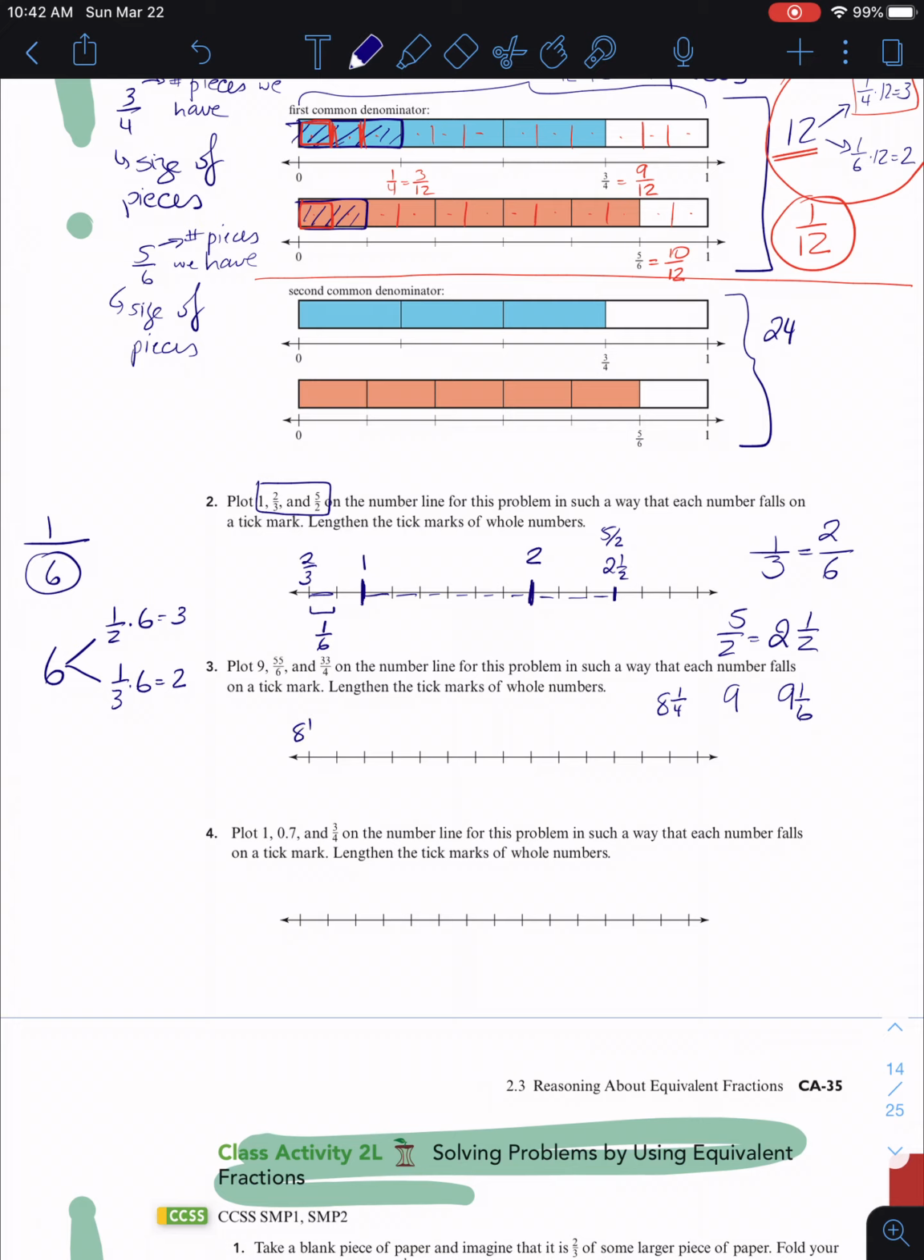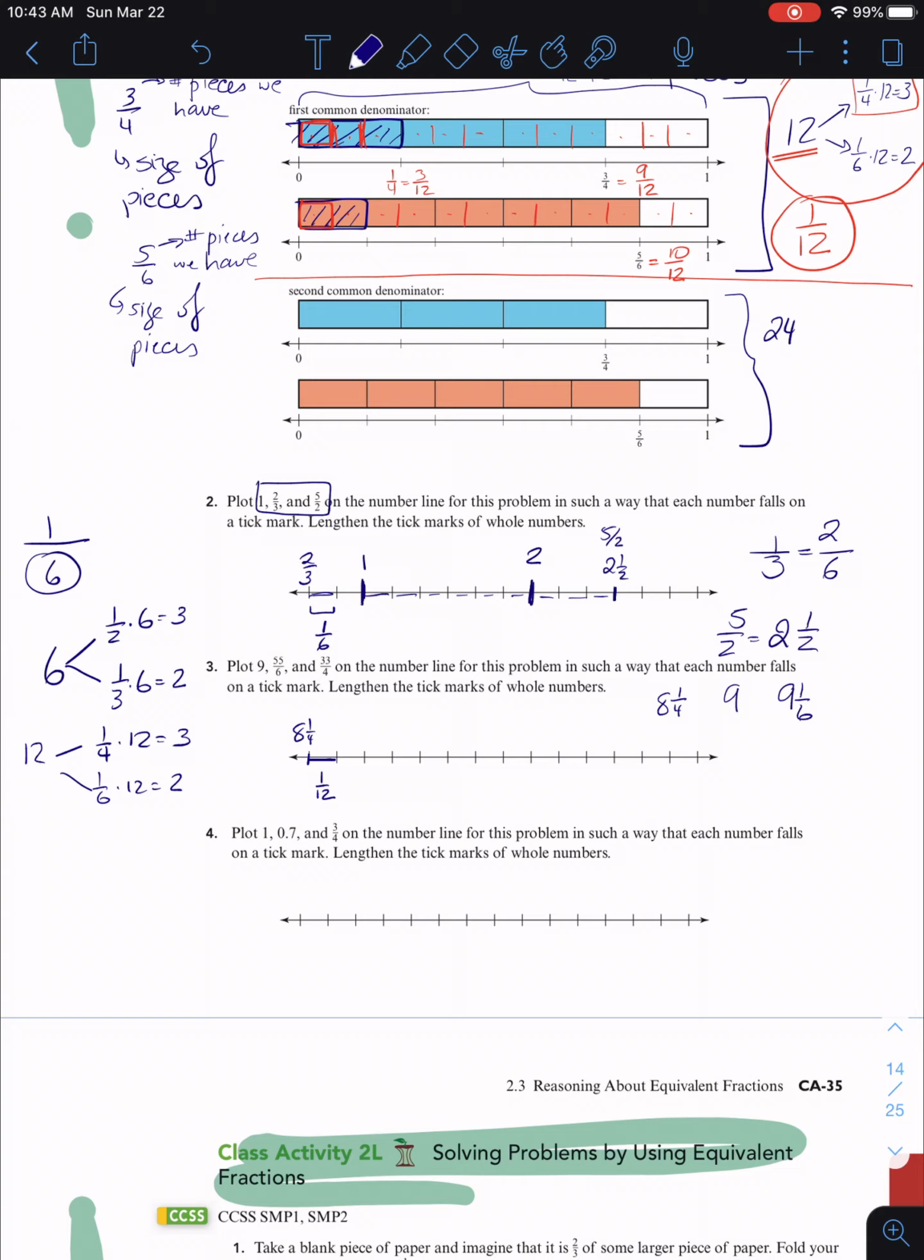So this can be our 8 1/4, and then we need to find 9. Our challenge now is to figure out what unit fractions to use so that we can get to quarters and we can get to sixths. So if we get to quarters and sixths, 12, just like we discussed before, would be a really nice number, because a quarter of 12 is 3 and a sixth of 12 is 2. So if we use this as 1/12, then we should be able to get to 9.